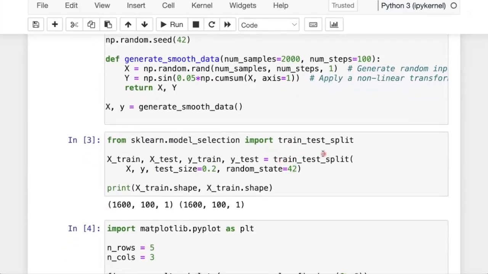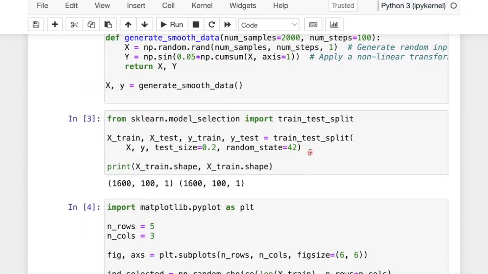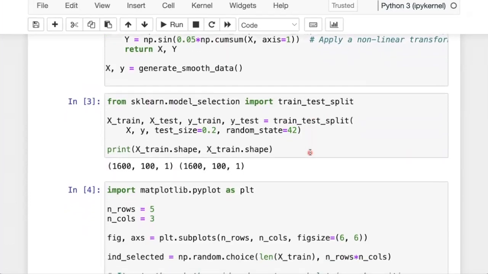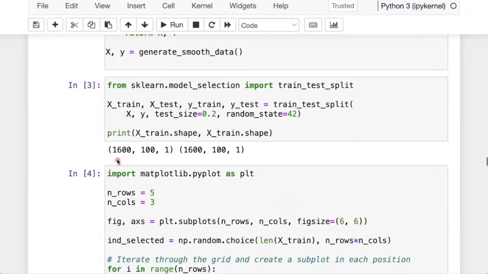And then we also use train test split. The nice thing is that this is very smart, and knows that in general, the first axis is the number of samples. So it understands that we have 2,000 data points or 2,000 sequences, and so 20% or 400 of them are for testing. And the remaining 1,600 sequences are for training. So it's important to look at the shapes of, for example, the training data here. You can see that we have 1,600 by 100 by 1. So the first one is the number of sequences we have for training, then the number of time steps, and for each time step, we have one input.